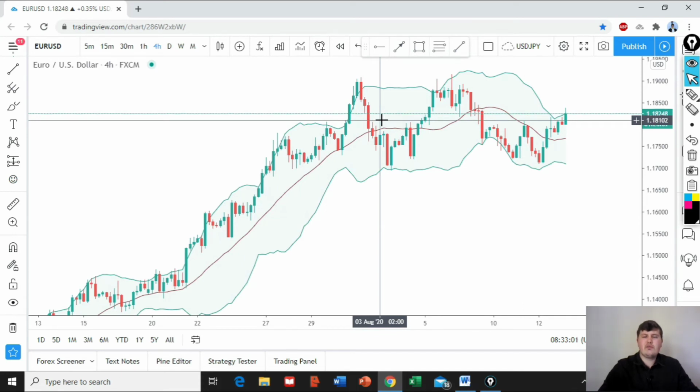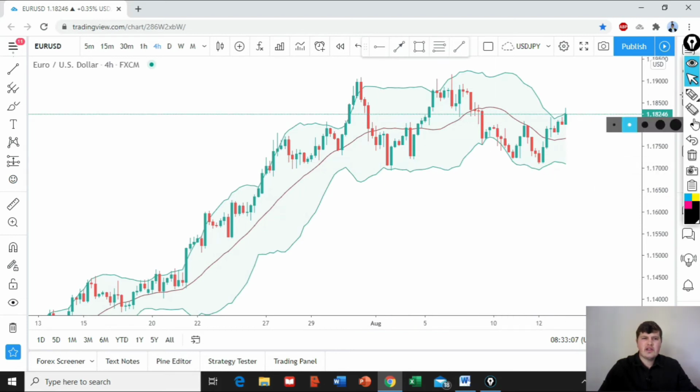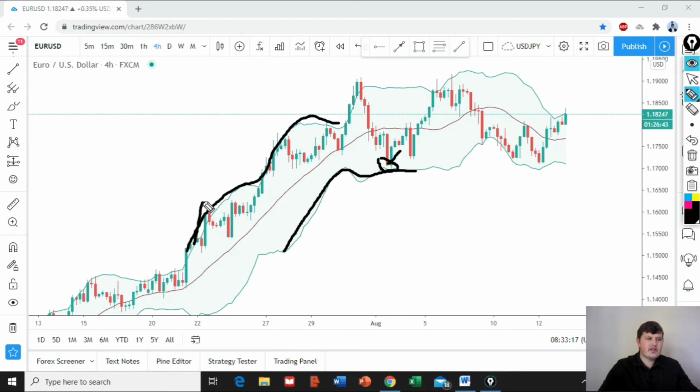Now, Bollinger Bands also act as dynamic support and resistance levels in the market. For example, this lower band can act as support for price to bounce. Likewise, this upper band can act as a resistance for price to bounce off and move higher or lower depending on the trend.